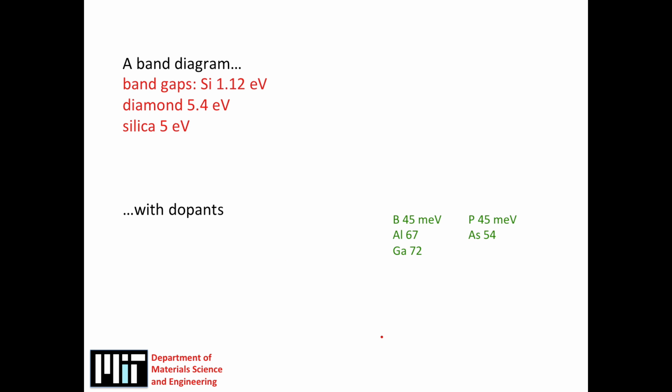Let's now be a little bit more quantitative with our band diagram. The band gap is about 1.12 eV for silicon, but for other materials it can be very different. Diamond, for example, is over 5 electron volts. Silica is about 5 eV. And we typically think of those things as being insulators because there's so much of a band gap from here to here that the chance of a carrier being excited from here to here is very, very low if you're just relying on thermal excitation.